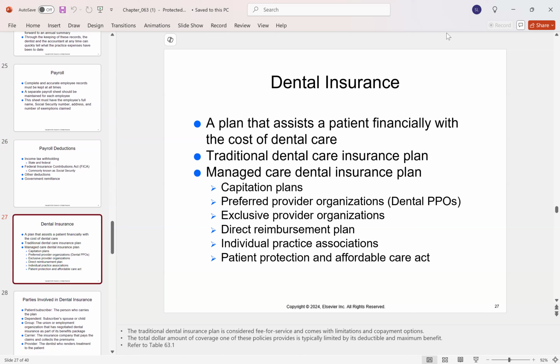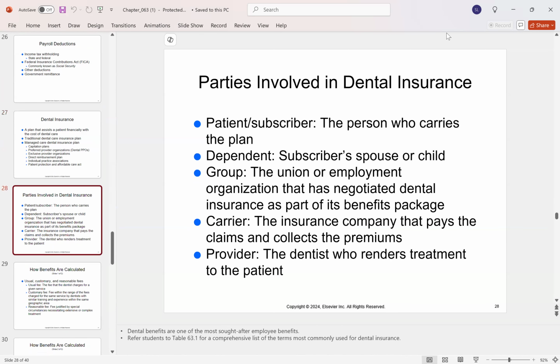Dental insurance is the plan that assists a patient financially with the cost of dental care. There is a traditional dental care insurance plan and a managed care dental insurance plan. Parties involved in dental insurance are the patient or the subscriber, the person who's carrying the plan, and any of their dependents. The group is the union or employment organization that is notified of the dental insurance. The carrier is the insurance company, and the provider is the dentist who renders the treatment.